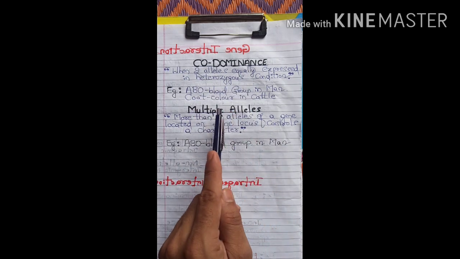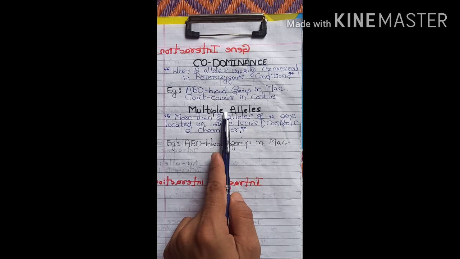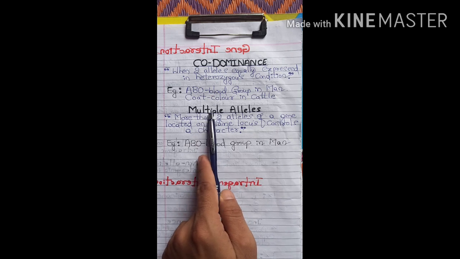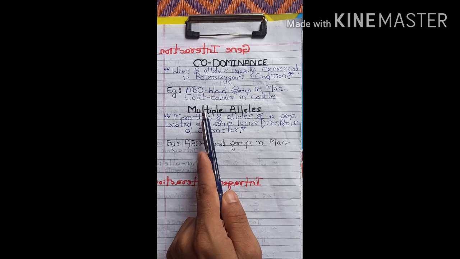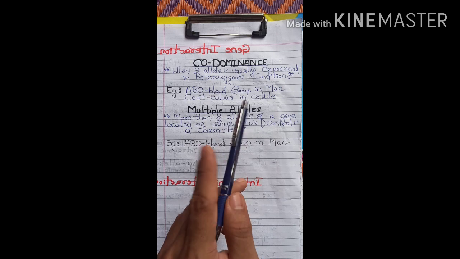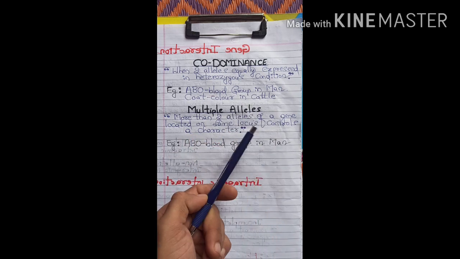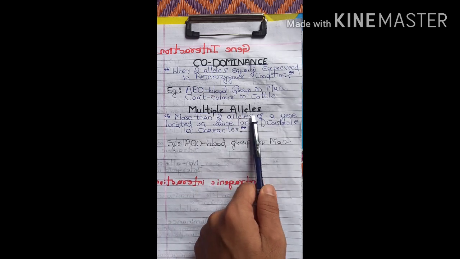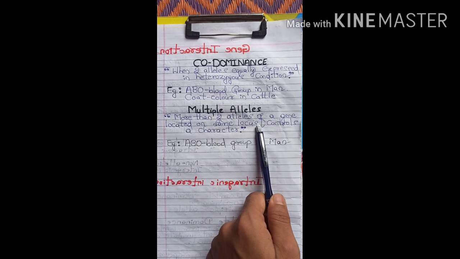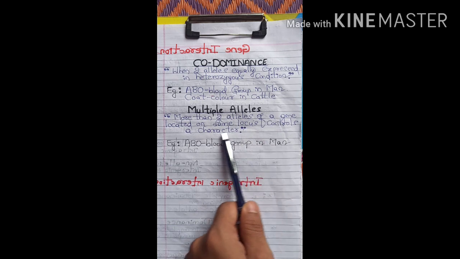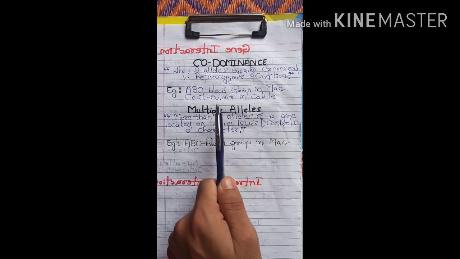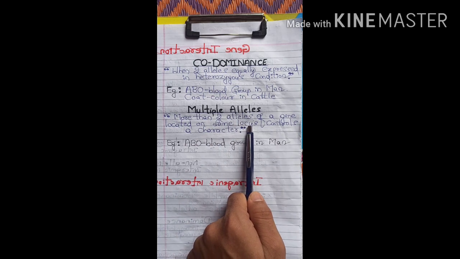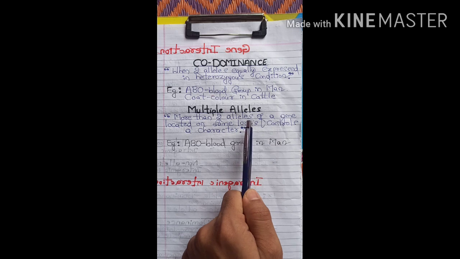Now there is one more concept, that is multiple alleles. As the name suggests, multiple means many. Many means how many? More than two. Usually, I told you that one gene has two alleles. If a gene has more than two alleles, when more than two alleles of a gene are located on the same locus and control a character, this phenomenon is called multiple alleles. Locus means it is the place where the genes are present on the chromosome.